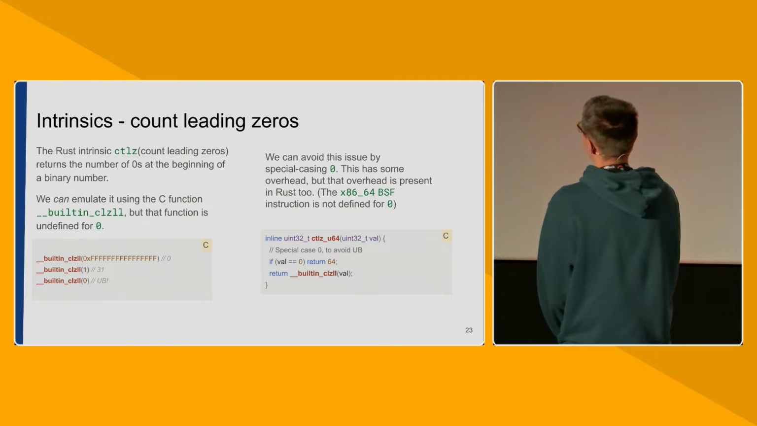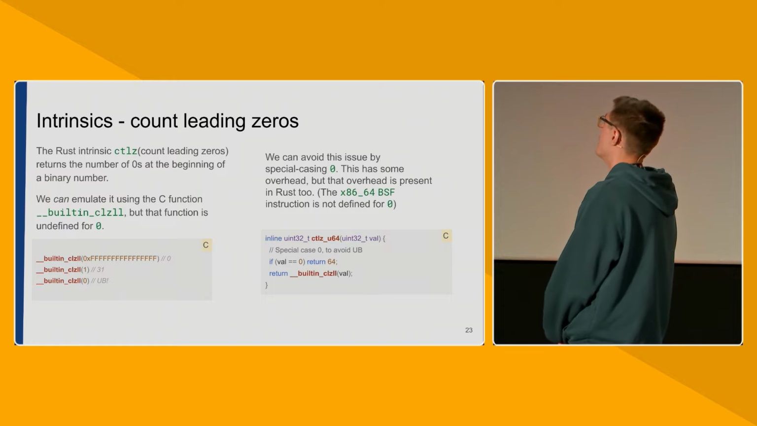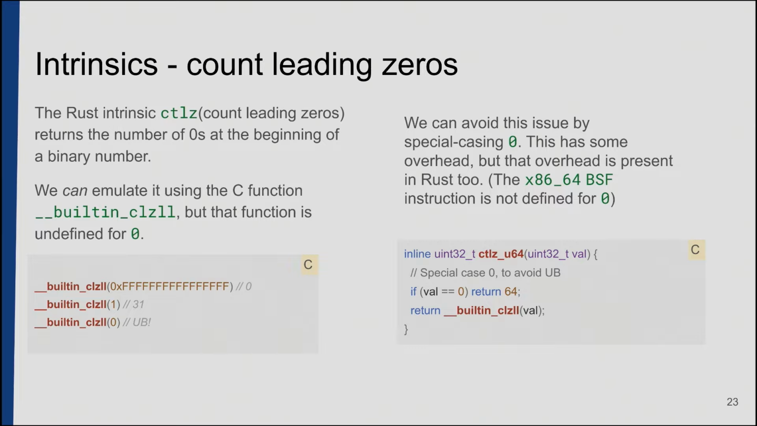Yeah. Intrinsics. This is one of the funniest cases of undefined behavior for me, because the count leading zeros intrinsic is actually quite simple. All it does is count the number of zeros at the beginning of a number. So here, for example, it will return 0 because there are no leading zeros in that number, or it will return 31 because the first 31 binary digits of that number are zeros. But if we call it with a 0, that's undefined behavior. And the C compiler in a lot of cases catches that and even warns you about it.